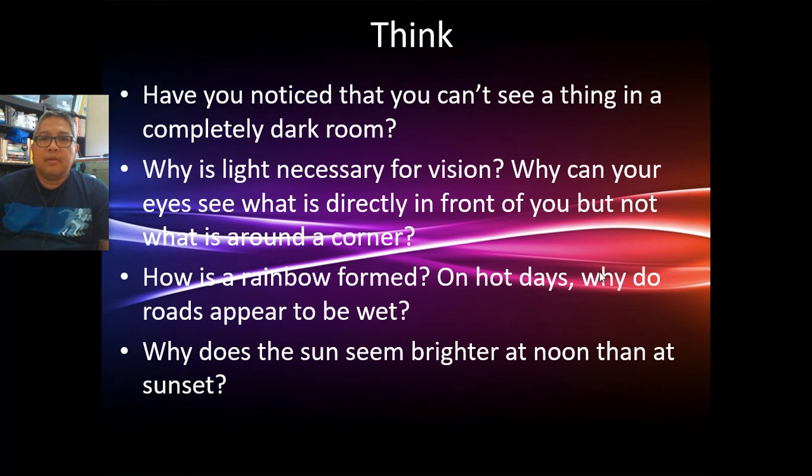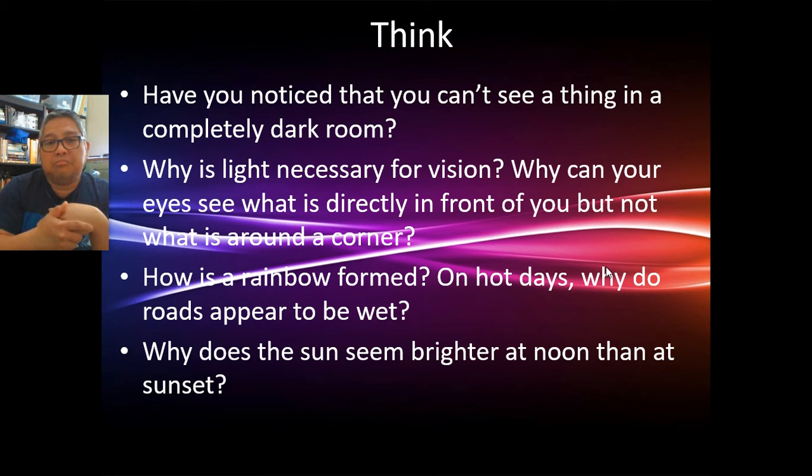Okay, so well, you know light, right? Like you use it all the time. You can't see anything without light. You use it when you're using your phone because you're trying to capture the light coming from other materials or other things, or another person. So have you noticed that you can't see a thing in a completely dark room, right? Why is light necessary for vision? Why can your eyes see what is directly in front of you but not what is around the corner?